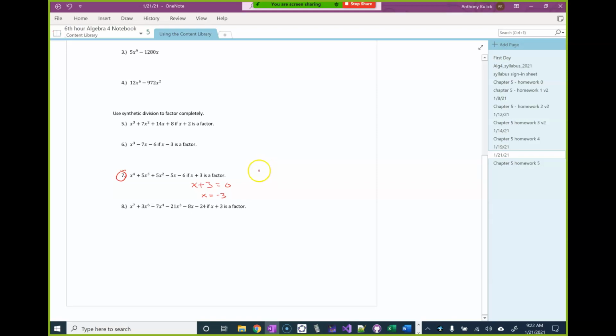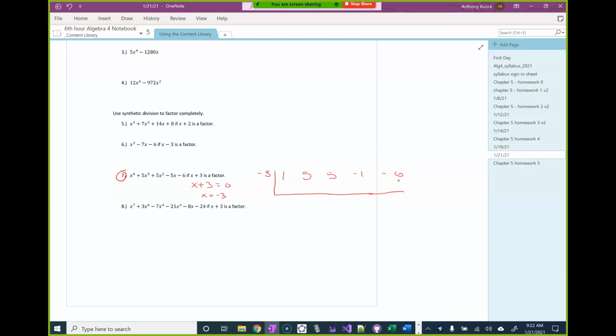That negative 3 then is going to be on the outside of my synthetic division. The numbers on the inside of my synthetic division setup are the coefficients for the polynomial I'm trying to factor. So 1, 5, 5, 1, negative 6. So far, okay with the setup?